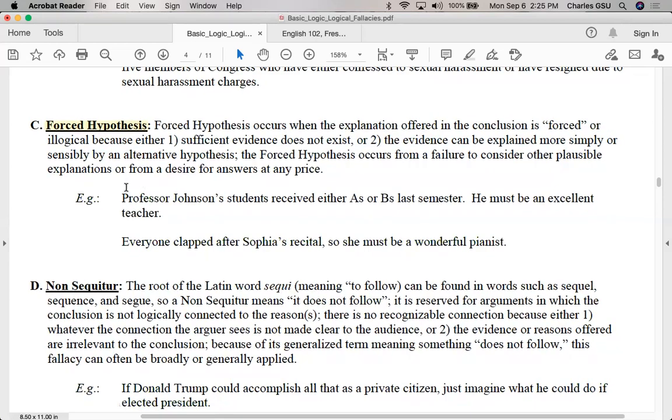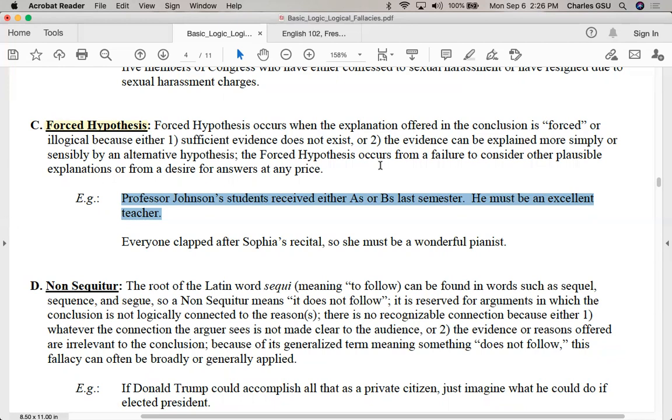Here are a couple of easy ideas to understand this. Professor Johnson, or whoever, whatever professor: students received either A's or B's last semester, therefore he must be an excellent teacher. Well, that's not necessarily true, right? That is to say, he could be an excellent teacher.